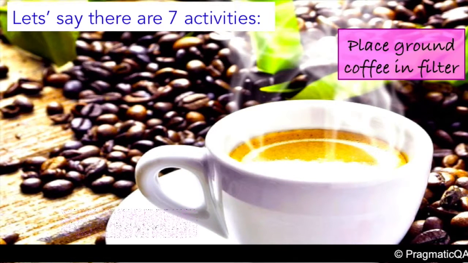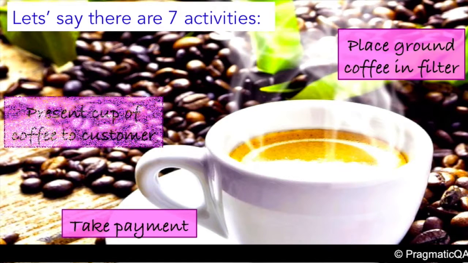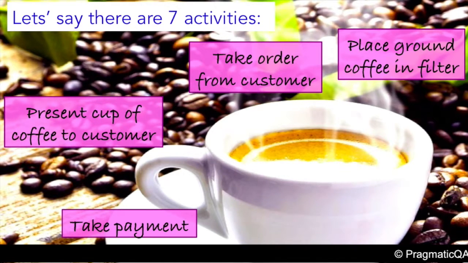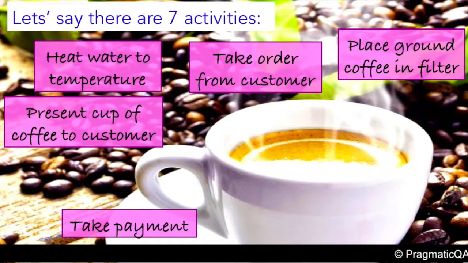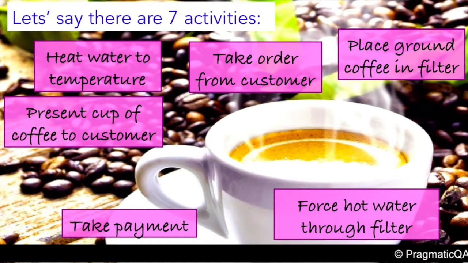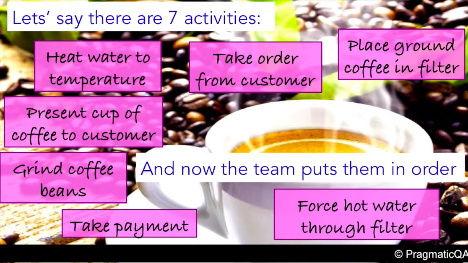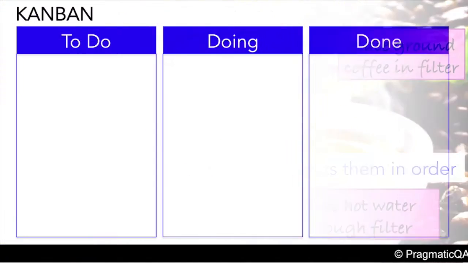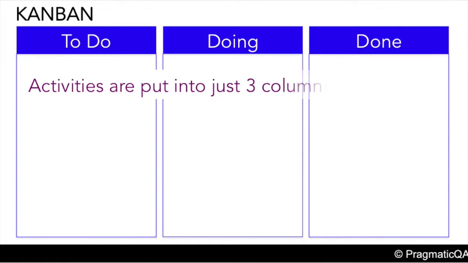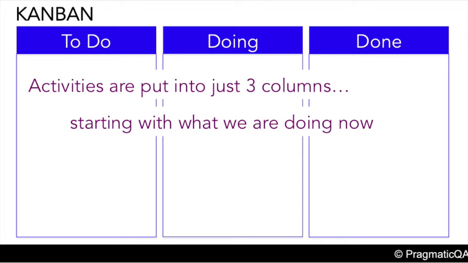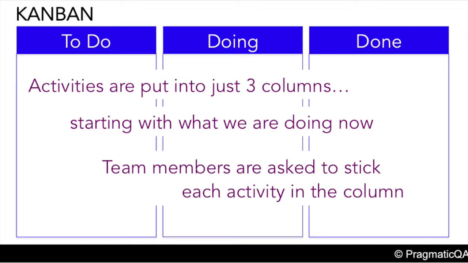Place ground coffee in filter, take payment, send cup of coffee to customer, take order from customer, heat water to temperature, force hot water through filter, and grind coffee beans. Now the team has to put them all in order. So the activities are put into 3 columns, starting with what we're doing now, and team members are asked to stick each activity in the column.